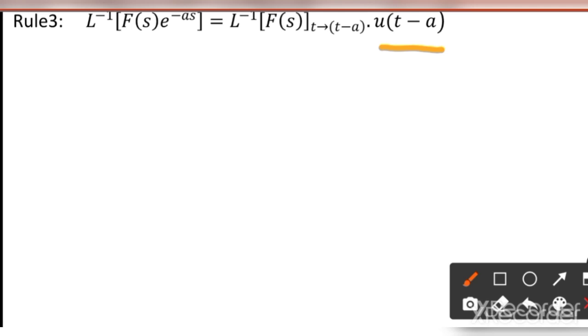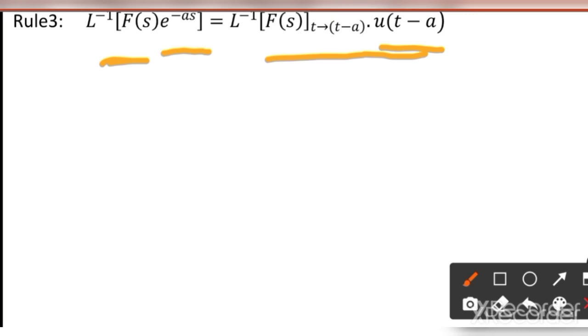Laplace transform of f of t into u of t minus a gives e power minus as into Laplace transform of f of t plus a, which we had in the earlier Laplace transform problems sections. So I have taken the same result: Laplace transform of f of t into u of t minus a is e power minus as into Laplace transform of f of t plus a. Replacing t by t minus a, I will get that result back.